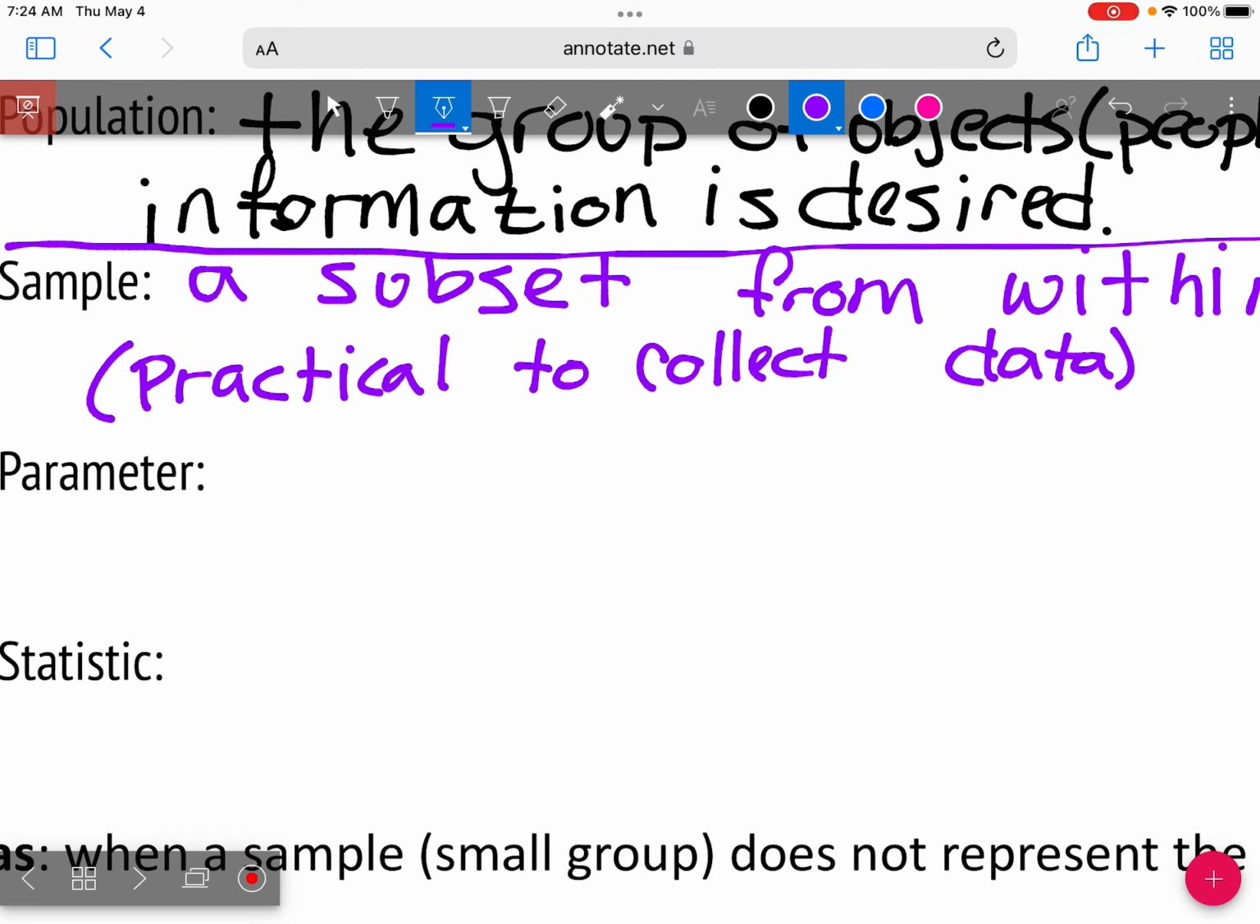All of Indiana has the opinion. Well, I didn't get asked the question. I don't think you guys got asked the question. It's what they're doing to get that information about our population: they take a sample. It's a small group that they use to collect the data.